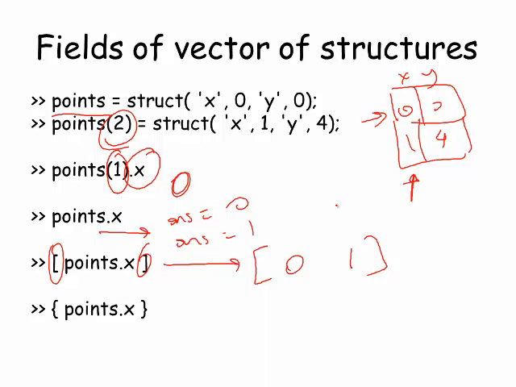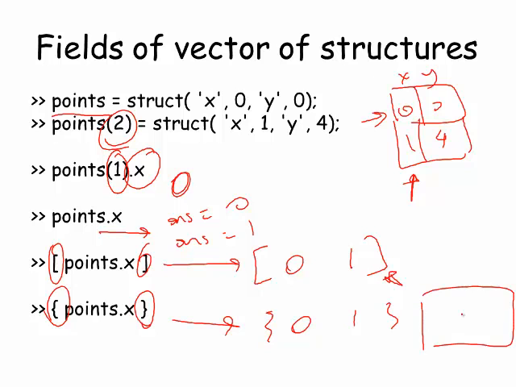So to collect a field of a structure array and create a new vector from them, you would need to enclose it with square brackets. And you will be using this in the exercises. Okay? All right, if you put curly brackets, then you are creating a cell array. So a cell array where the first element will be a number 0, and the second element will be number 1. So if you collect things using square brackets, you are generating a numerical matrix. If you collect things using curly brackets, you are generating a cell array.